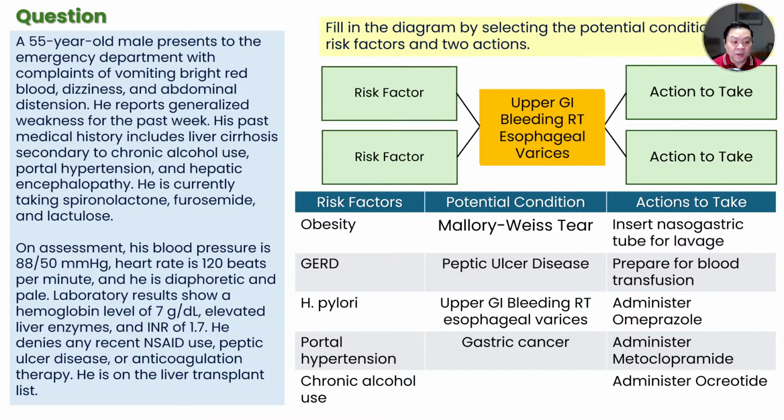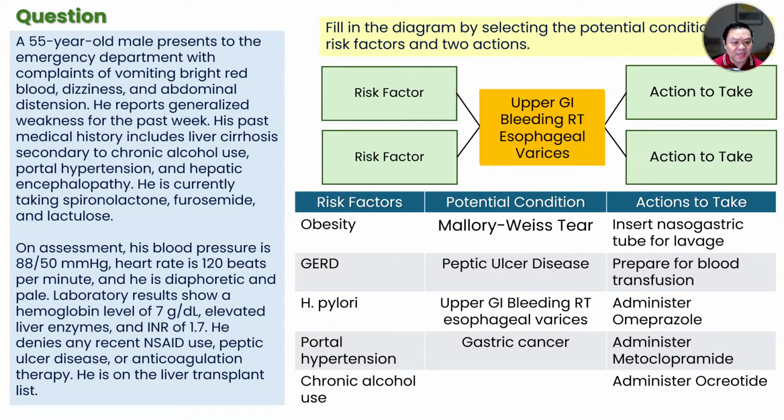Now, the others, such as the Mallory-Weiss tear, are incorrect, because that is a small tear, or laceration, in the esophagus, caused by severe vomiting or retching. If you had answered peptic ulcer disease, that is also incorrect, because of the patient's history with a lack of NSAID use and denial of peptic ulcer history. And there's also absence of chronic epigastric pain, which makes this diagnosis less likely.